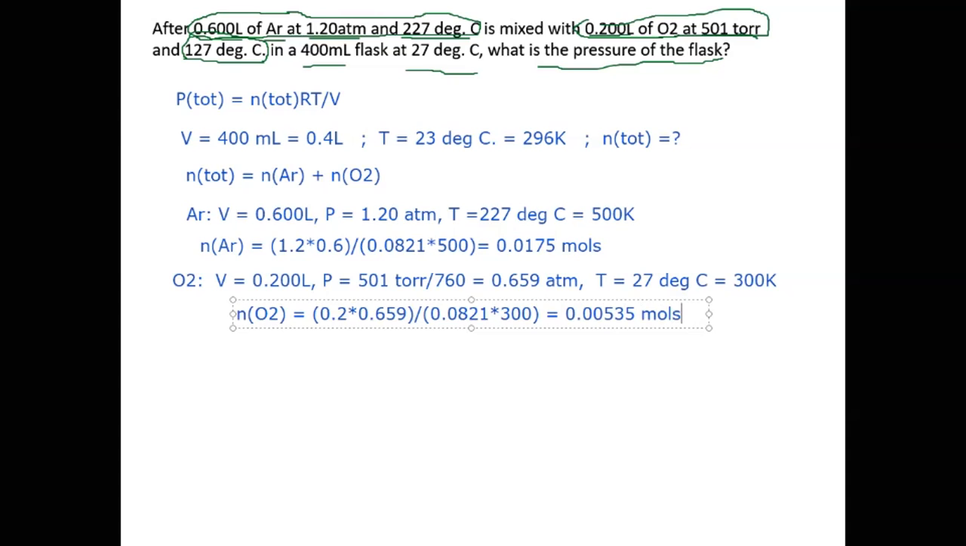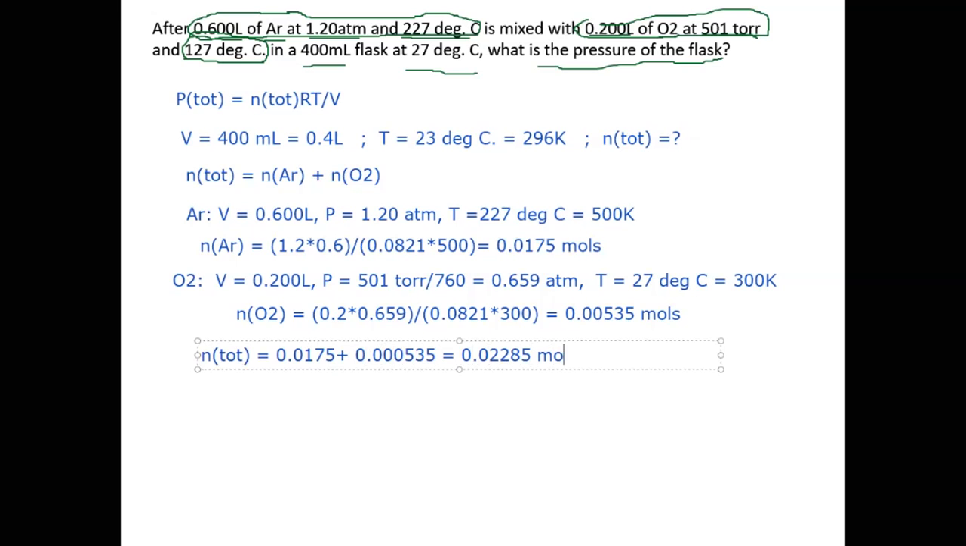Just double check. Okay. Now we can find the total moles. 0.0175 plus the moles of O2, we get 0.02285 moles. Now we know the total moles, we can find P total.